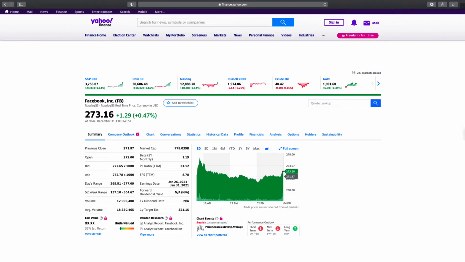Here we can see Yahoo Finance, and we can see Facebook showing the current share price is 273.16. If we take that amount and divide it by the earnings per share for the trailing 12 months, which is 8.78, then we get the total of 31.12. It's important when you're looking at the PE ratio to realize that on its own it doesn't really tell you very much. You need to compare it to the company's historic PE ratios to get an idea of whether the current ratio is high or low compared to its historic values.